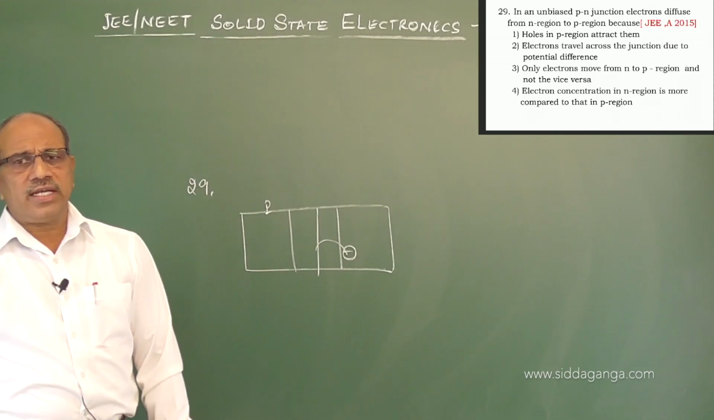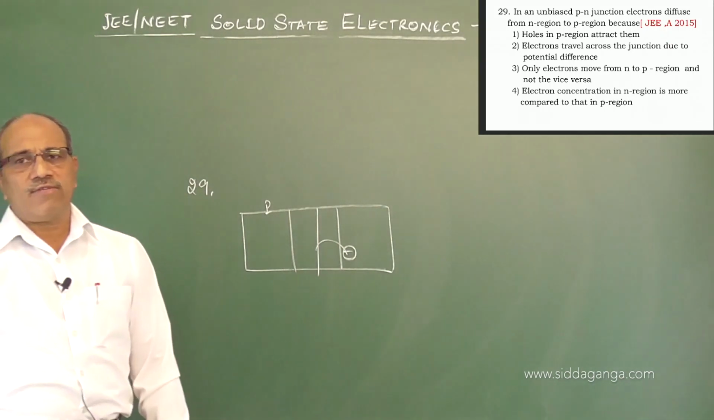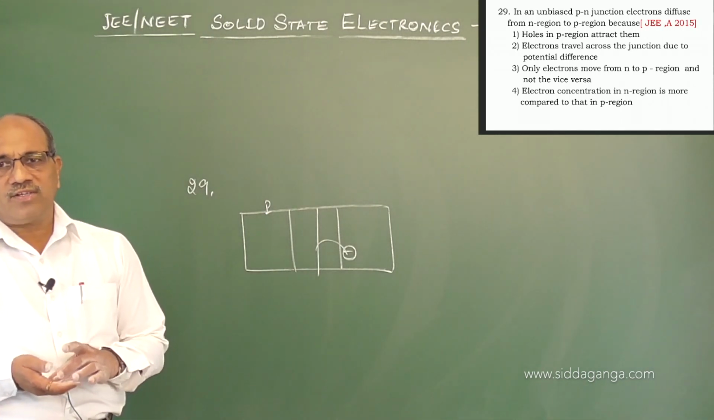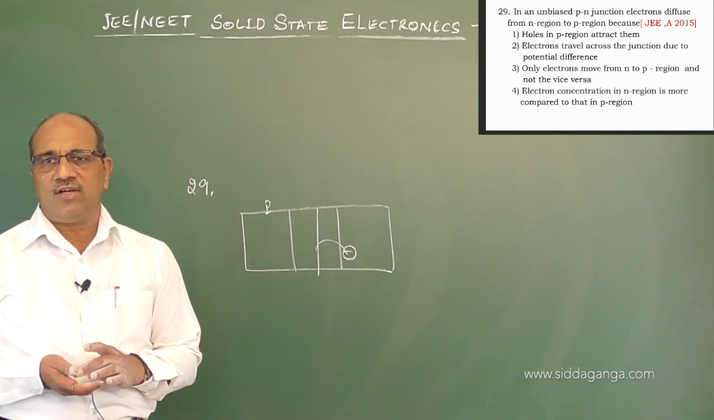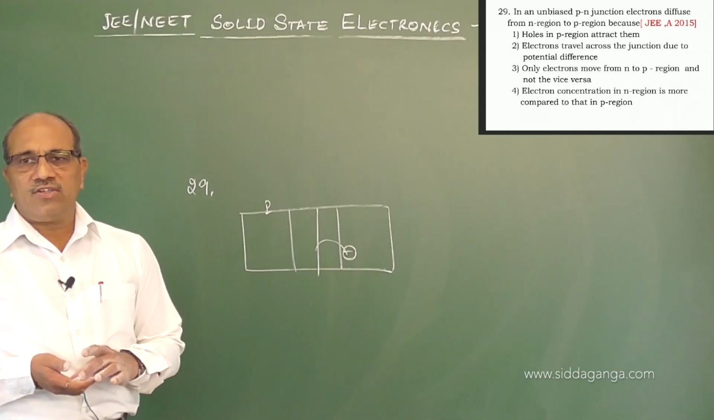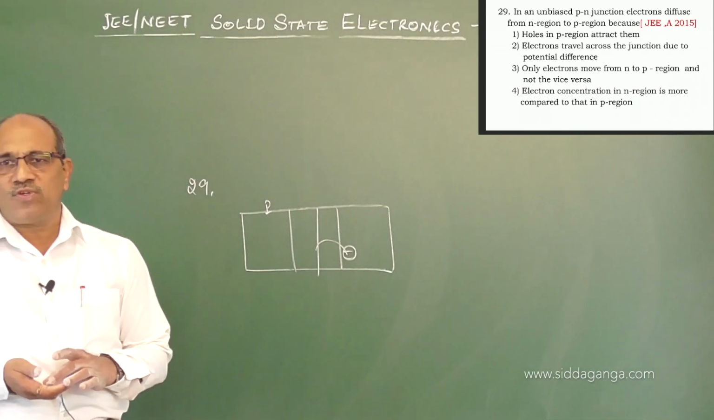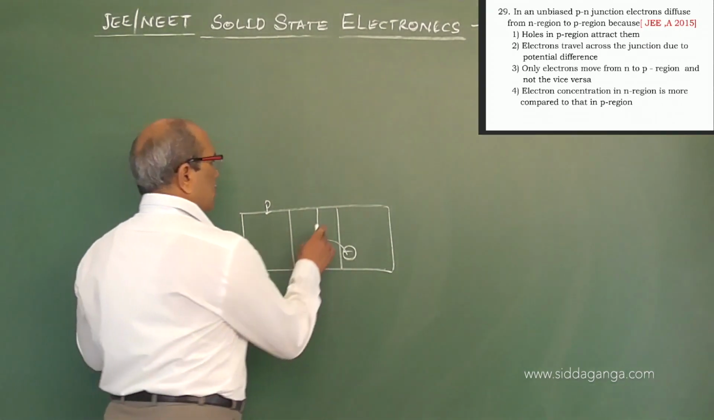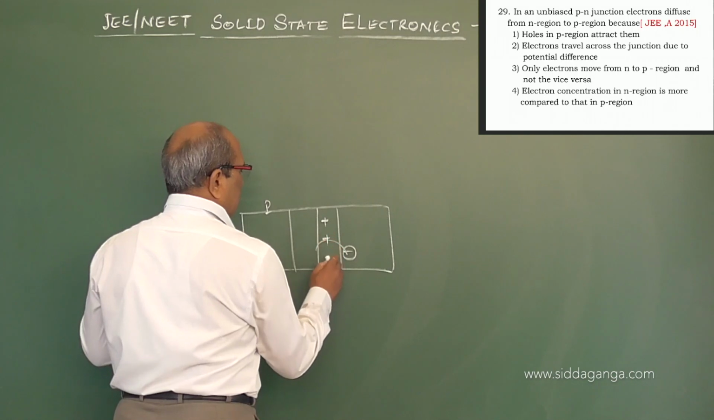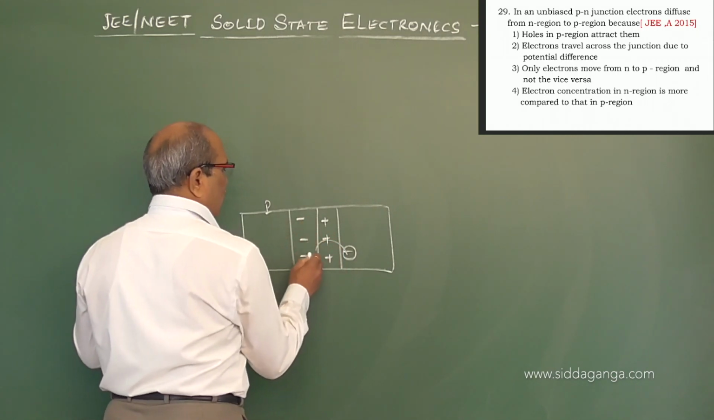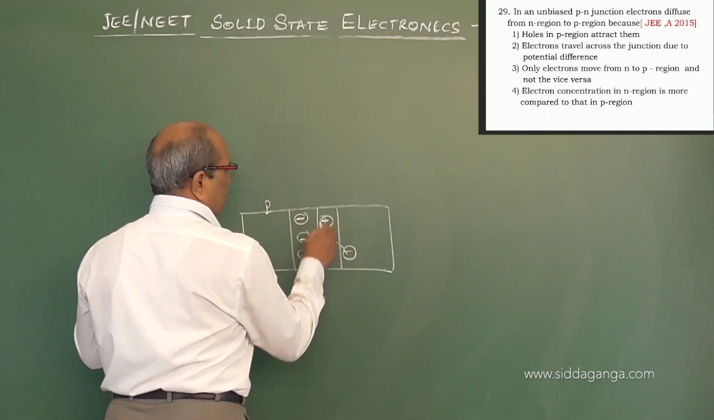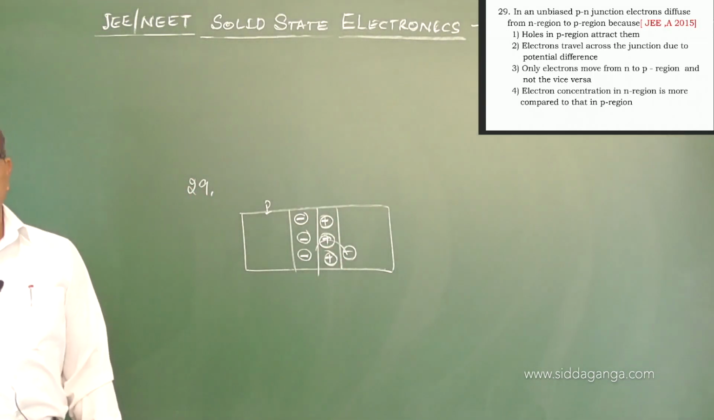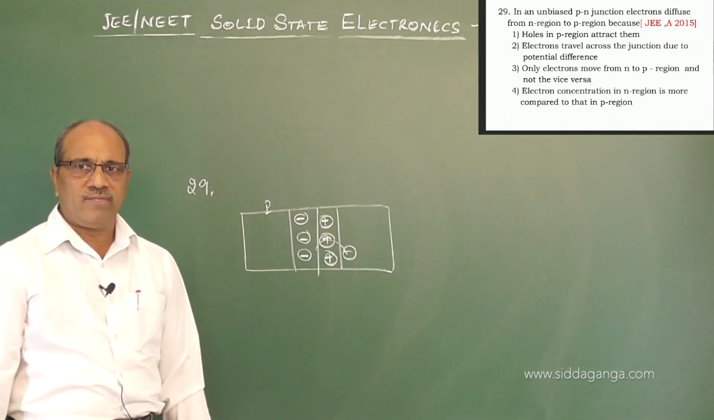Holes in the p region attract them. Electrons travel across the junction due to potential difference. Only electrons move from n to p region and not vice versa. Electron concentration in n region is more compared to that in the p region. So clearly here the potential barrier existing is not allowing them to go, because negative potential here, positive potential there. Therefore, the statement that only electrons move from N to P region and not vice versa is wrong.